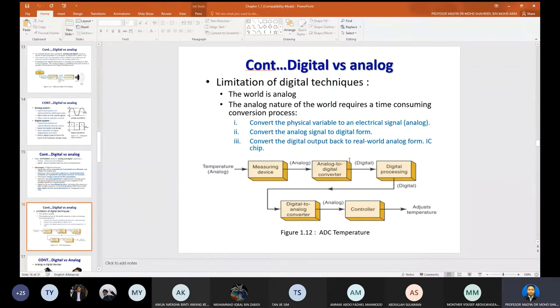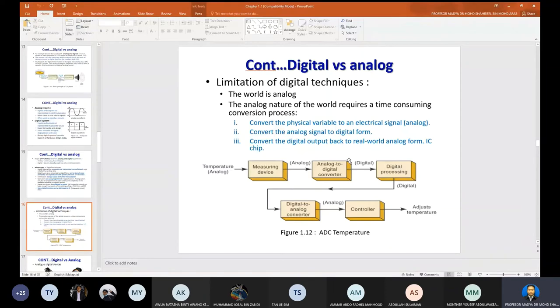So this is a limitation of the digital techniques. We have two limitations or disadvantages of the digital. One is the analog. The world is analog, as I mentioned to you. The sensors and all the quantities deal with analog. That's why the limitation of digital is that we have to convert from analog to digital. It does not come automatically as digital, because the world is analog.